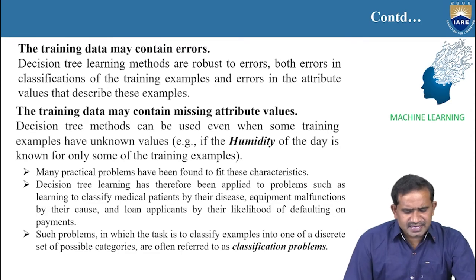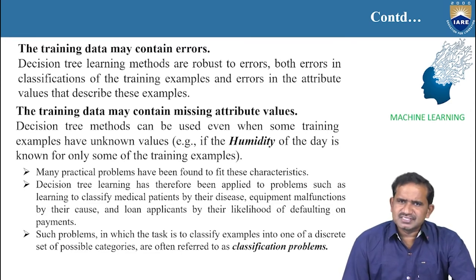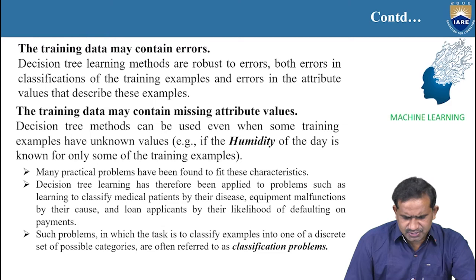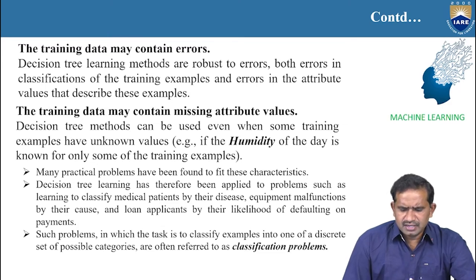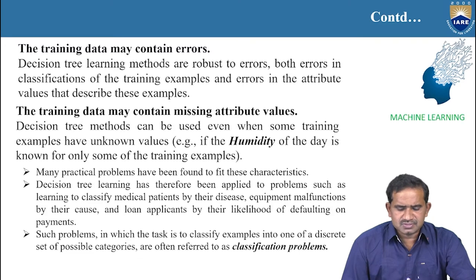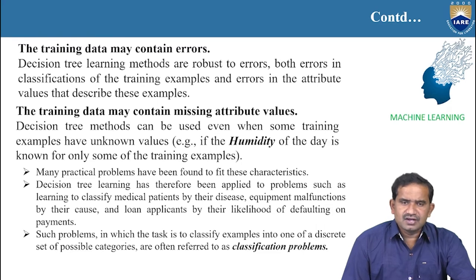The training data may contain missing attribute values also. Sometimes there are some missing attribute values. This means decision tree methods can be used even where some training examples have unknown values. Sometimes the humidity of the day is unknown for only some training examples, meaning attribute values are missing.